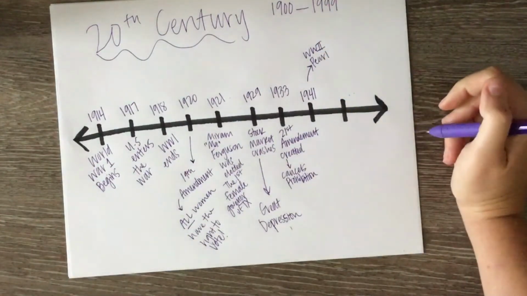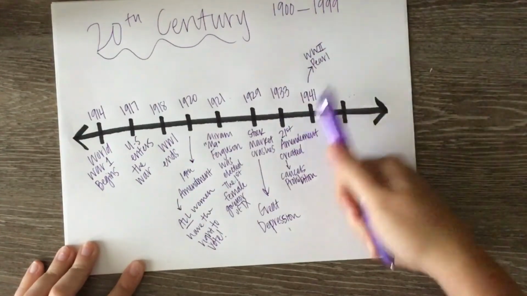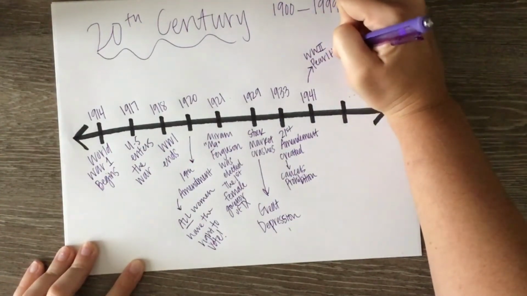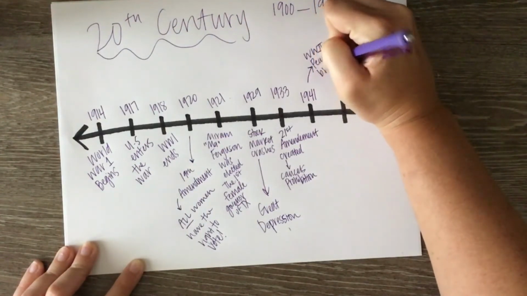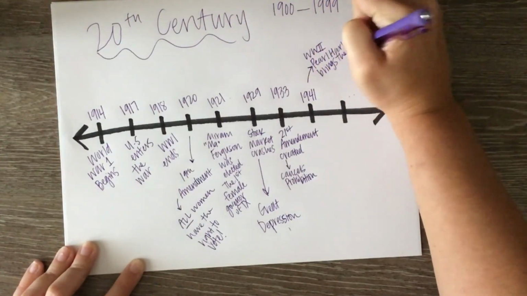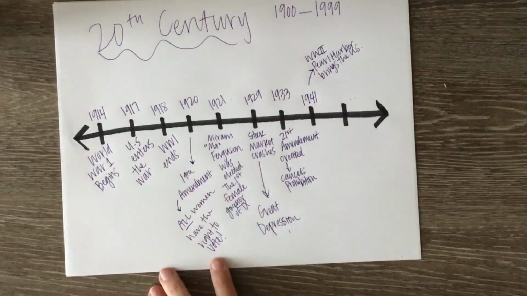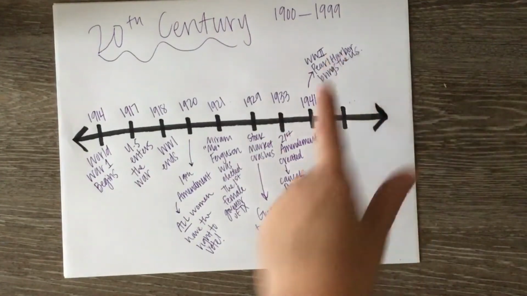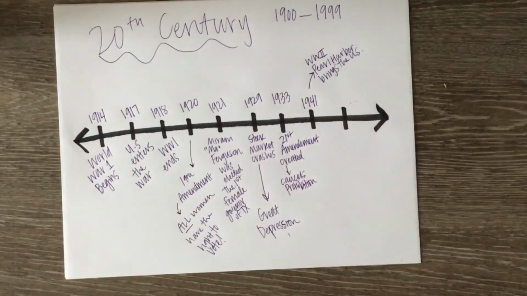This is really what brings the United States in. World War II does begin in 1941, but Pearl Harbor brings the U.S. into World War II. The United States doesn't enter until Pearl Harbor is attacked, and Pearl Harbor is in Hawaii. So when Pearl Harbor is attacked, then the United States will join World War II.